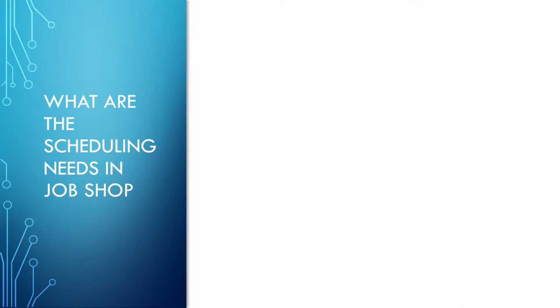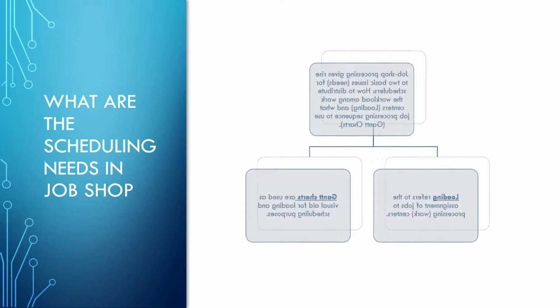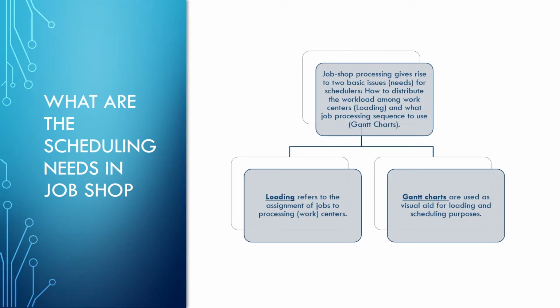What are the scheduling needs in job shop? Job shop processing gives rise to two basic issues for schedulers: how to distribute the workload among work centers and what job processing sequence to use. Loading refers to the assignment of jobs to processing centers. Gantt charts are used as visual aids for loading and scheduling purposes.